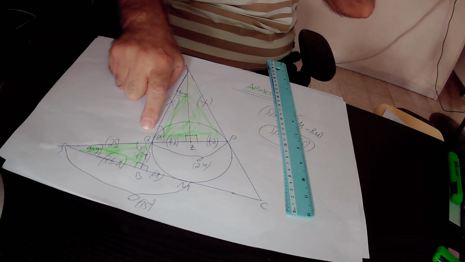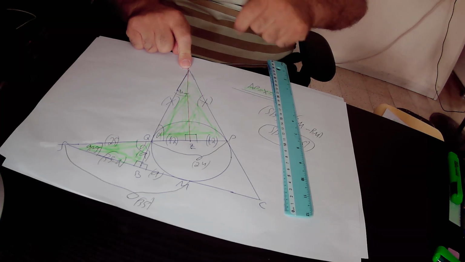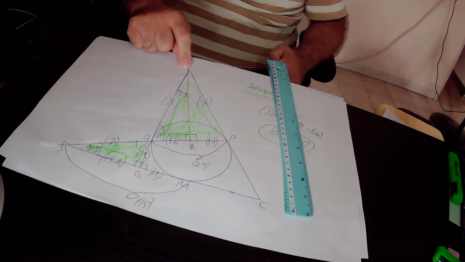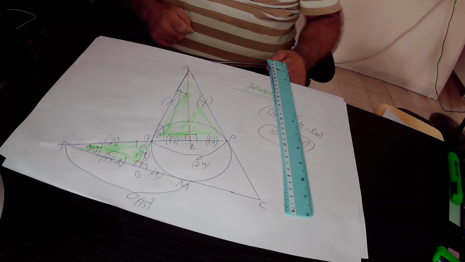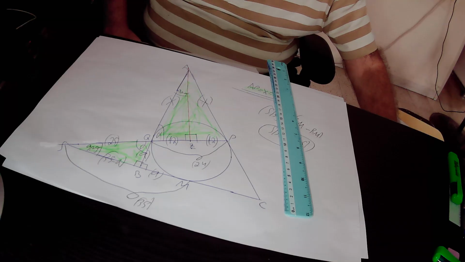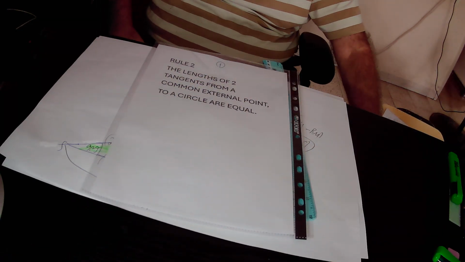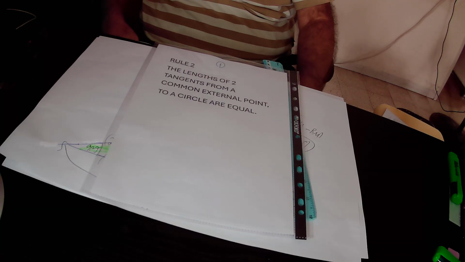Again, our task is to find out the length of this line AP. This equals x. We have to find out the value of x. So first of all, we implement rule 2 in our drawing. So please click on rule 2. According to rule 2, the lengths of two tangents from a common external point to a circle are equal.